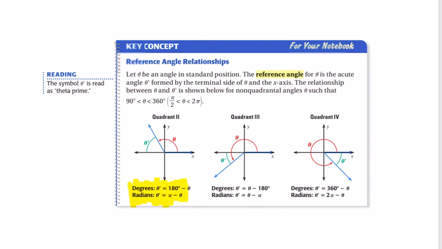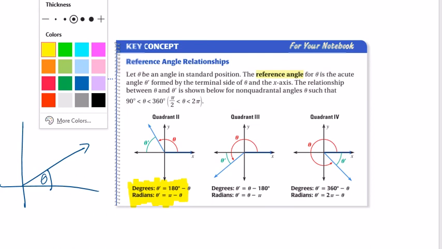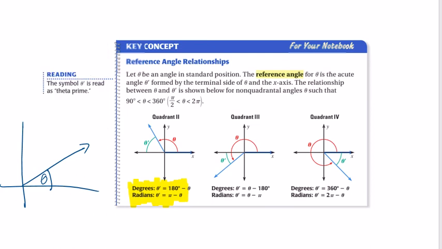Quite simple. If my angle is in quadrant 2, which by the way, we start in quadrant 2 because if my terminal side is in quadrant 1, my reference angle is the angle I have anyways. So if my terminal side is in quadrant 2, I draw it back, and I just take it away from 180 degrees in order to get my reference angle, which we're going to call theta prime, as you can see over here in the reading.